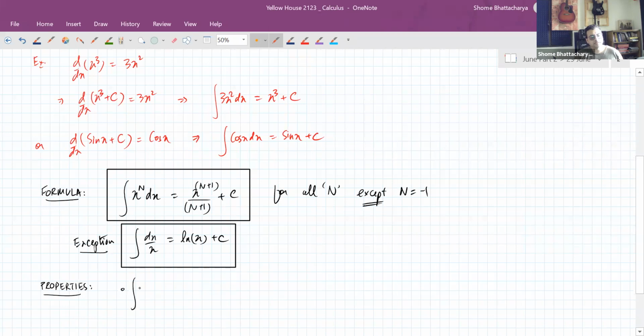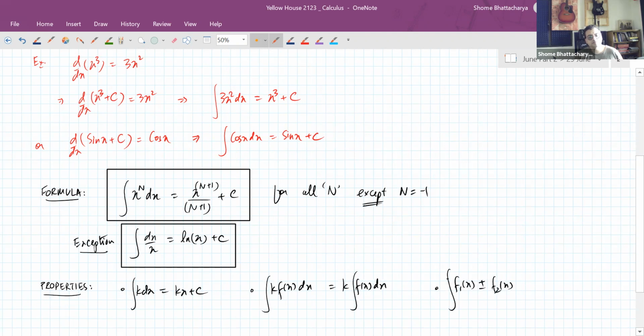So the first one is the integration of a constant becomes a linear term. And the second property was that the integration of a constant multiplied by a function can be expressed as the constant multiplied by the integration of the function. And the third one was like a distributive property: the integration of the sum or difference of two functions can be expressed as the individual integrations summed or subtracted, depending on whatever sign there is.